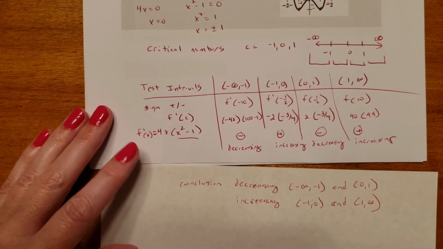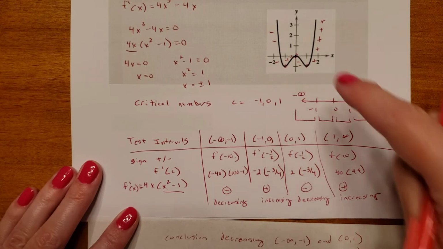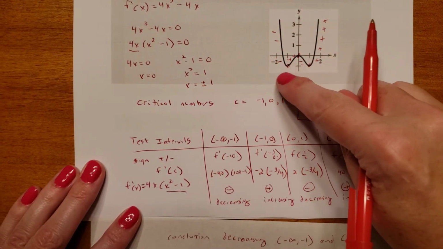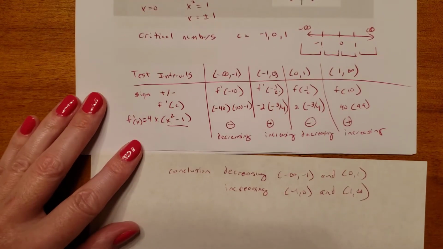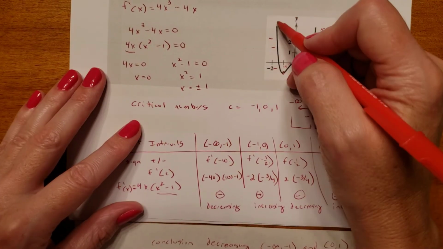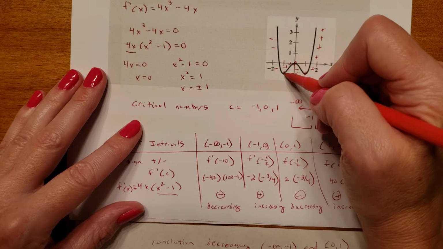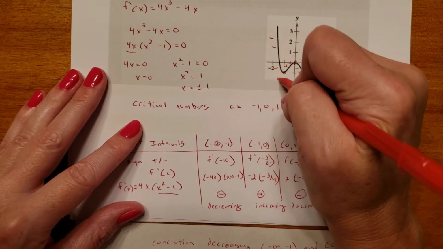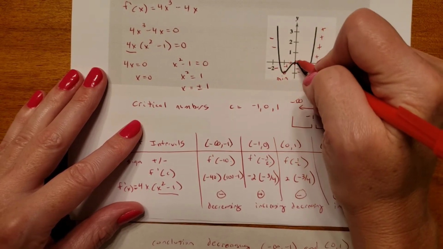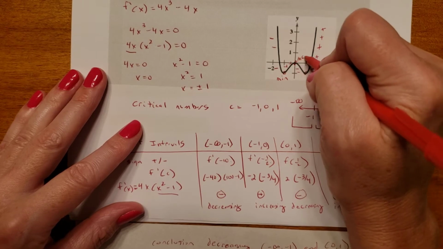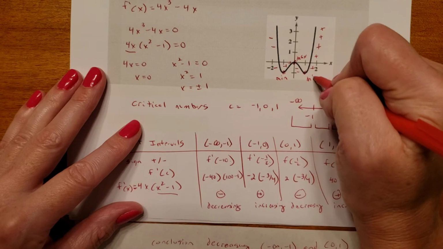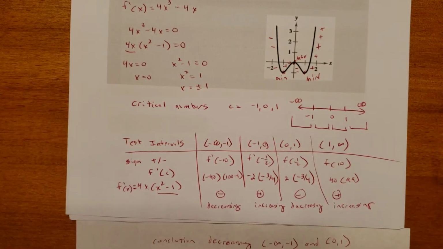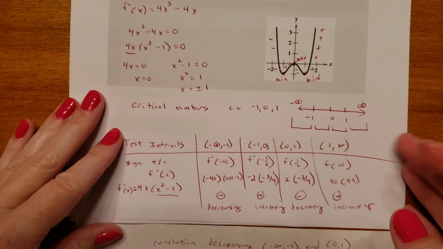And again, that's what we saw on the picture. So we can confirm it again on the picture. It was decreasing, increasing, decreasing, increasing. And then notice between where it's decreasing and going down and then increasing, you got a min. When it's going up and then down, you've got a max. And then when it's going down and then back up, you've got another minimum. When the signs change, that's where you got extrema at.